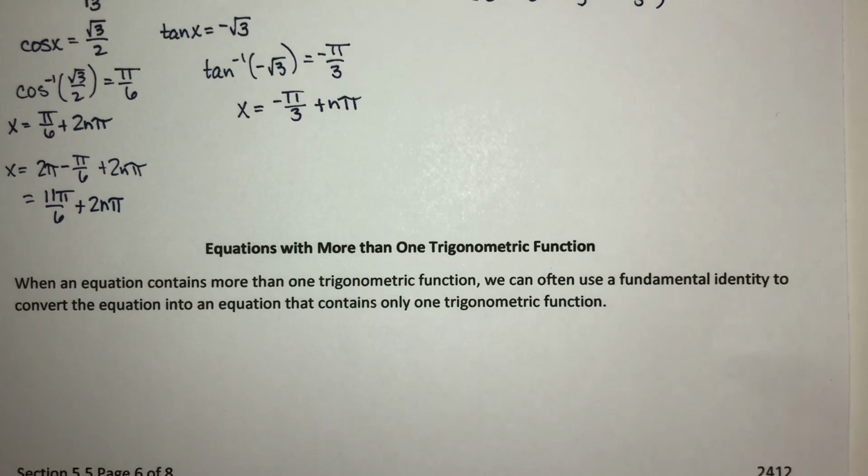Now, we've had one problem where we had a mixture of sine and cosine, and we used a cofunction identity. But in general, if we have more than one, then we're going to look to our identities and hope to make a substitution to make the rest of our problem look easier.